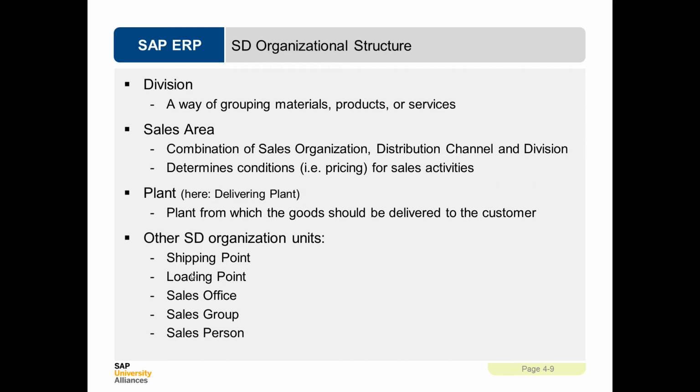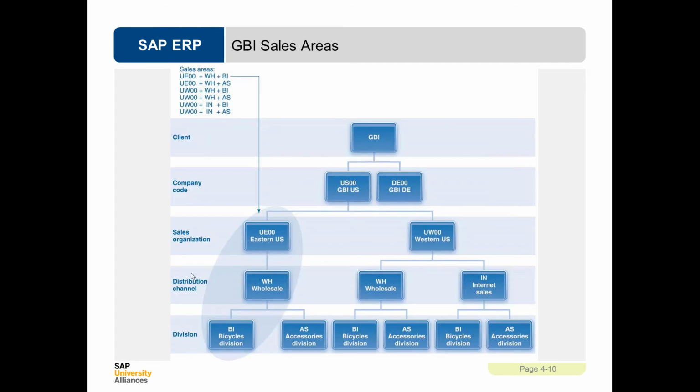So let's look, for example, at the Global Bike sales areas. And you can see here that just as before, we've got client, company code, in this case, Eastern and Western U.S. sales organization, distribution channels, as you can see here, and then further, we've broken the distribution channels into bicycles and accessories. So now we have a sales area that enables us to further segment our marketing performance and helps us better allocate resources.